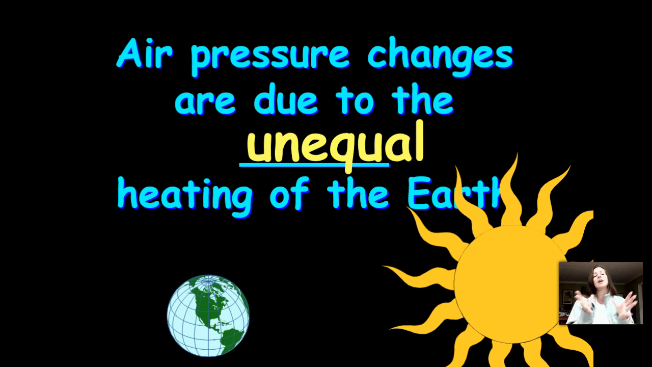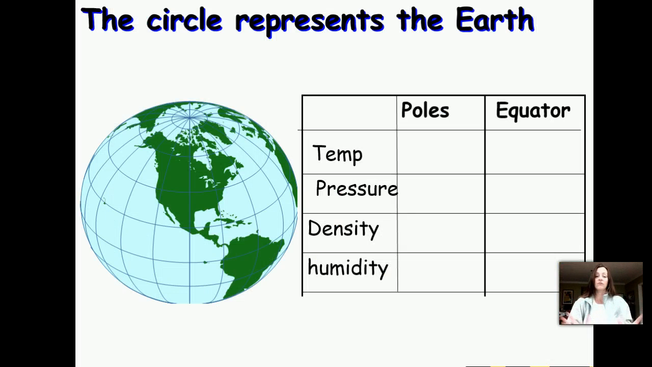So if we know that air pressure is created by different temperatures, and we see that the Earth is a round shape, different areas are going to be heated differently. And because of that, we're going to have differences in temperature, but we're also going to have differences in density of the air and differences in air pressure and humidity. So let's take a look.